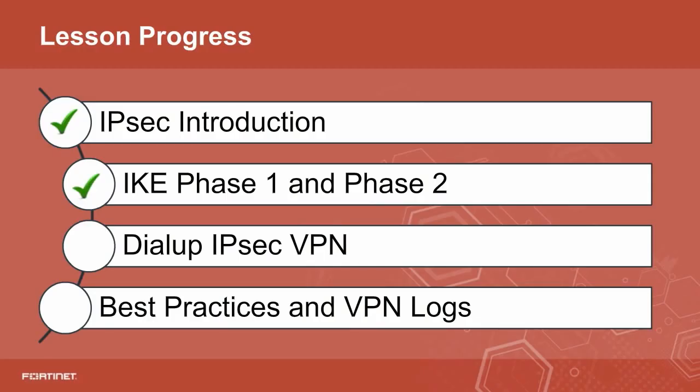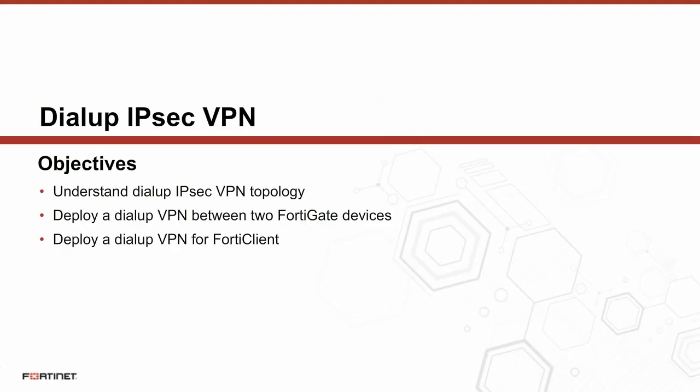Good job! You now understand IKE Phase 1 and Phase 2. Next, you'll learn about Dialup IPsec VPN. After completing this section, you should be able to understand Dialup IPsec VPN topology, deploy a Dialup VPN between two FortiGate devices, and deploy a Dialup VPN for FortiClient. By demonstrating competence in Dialup IPsec VPN configuration, you will have a better understanding of deploying a Dialup VPN between FortiGates and FortiClients.